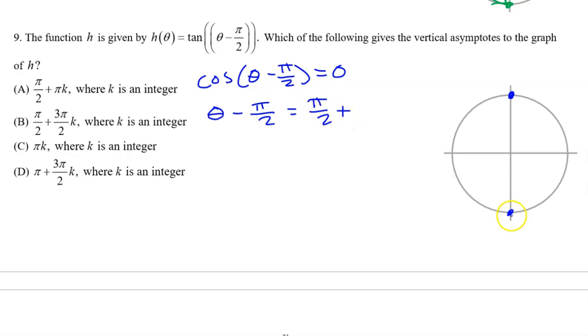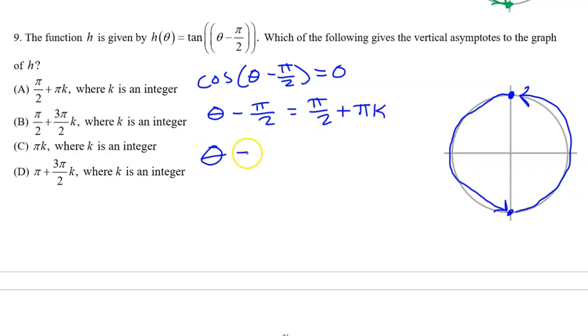And instead of putting 3 pi over 2, we get the infinitely many solutions by recognizing that the distance between one solution and the next solution will always be pi. So adding multiples of pi will always give us another solution. So that's pi k, where k is any integer. We can get theta by itself by adding pi over 2 to both sides.